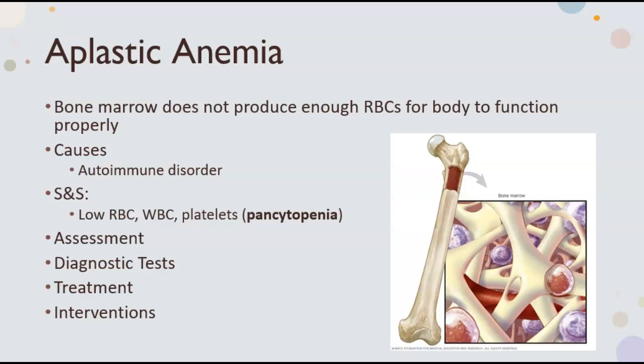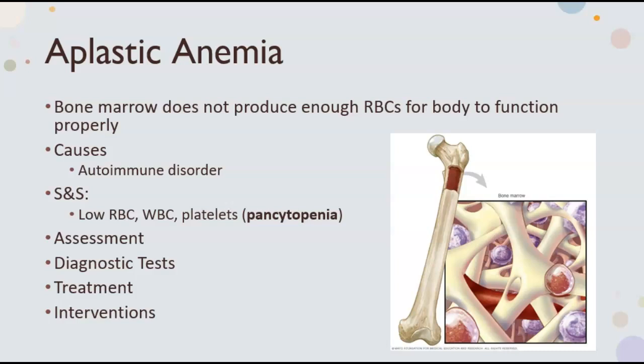Treatment. So first, the cause needs to be identified and then removed or discontinued. So if the bone marrow suppression is coming from anti-neoplastic medications, then maybe they need to change the medication or stop it. Avoid blood transfusions because the body can develop antibodies to tissue antigens.